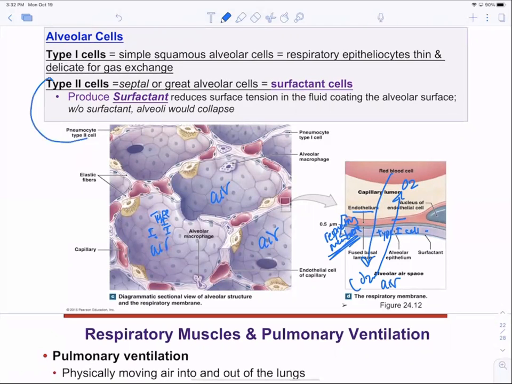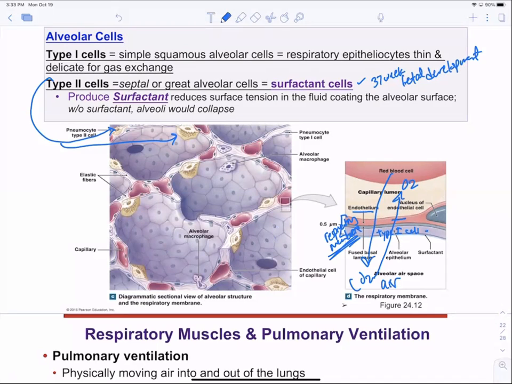The other cells are these type 2 cells. They kind of look like fuzzy little guys here. They produce surfactant, and surfactant starts being produced around 37 weeks of fetal development. And that's when a baby is able to breathe on its own, blow up the lungs on its own, because you need surfactant to be secreted by these type 2 cells. And what surfactant does is it enables your alveoli to blow up like a balloon.